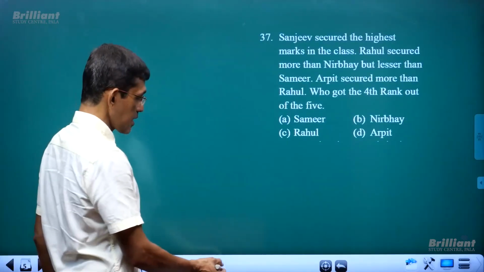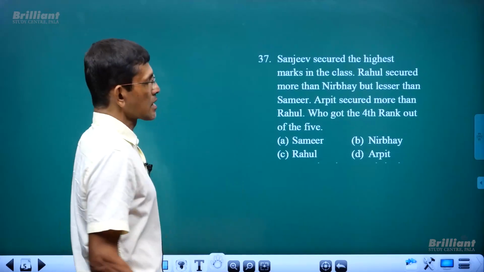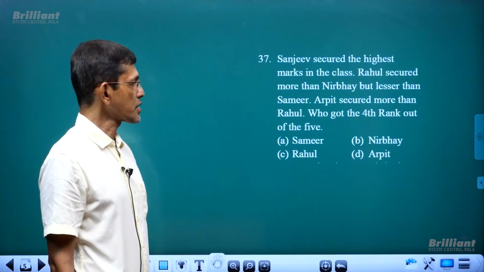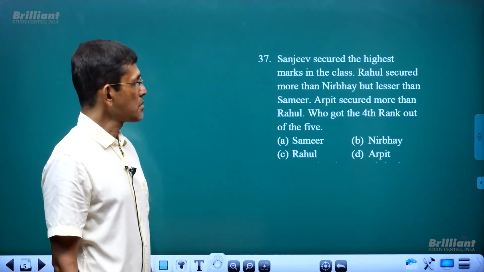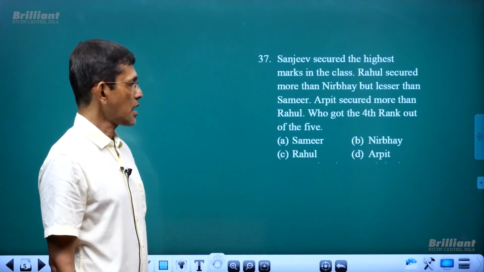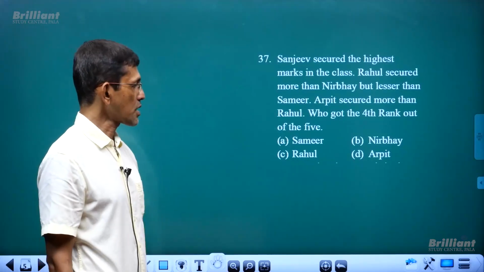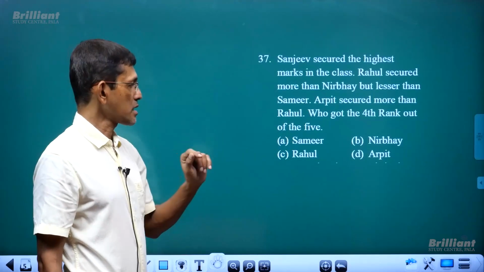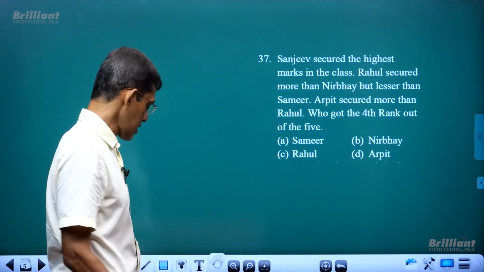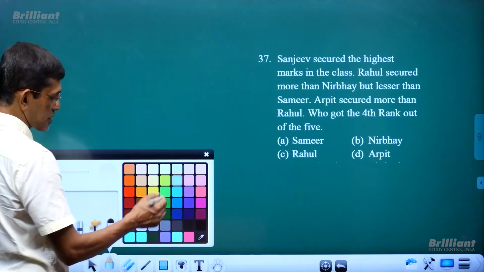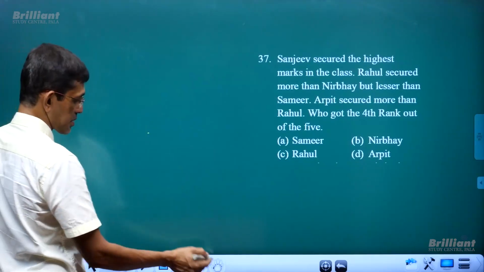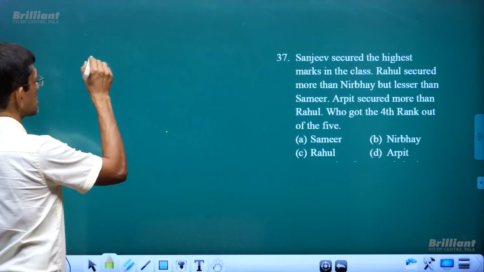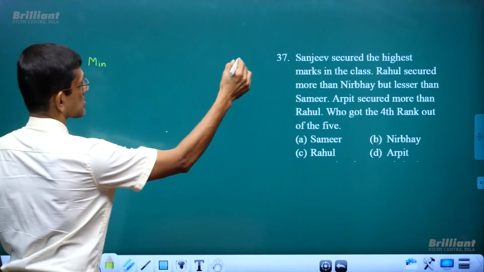Number 37. Sanjeev secured the highest marks in the class. Rahul secured more than Nirbhay, but lesser than Samir. Arpit secured more than Rahul. Then the question: who got the 4th rank out of 5? So we'll take a look at that. This is pretty much an arrangement based on their marks. So we'll mark the person with the minimum marks here, the maximum marks here.